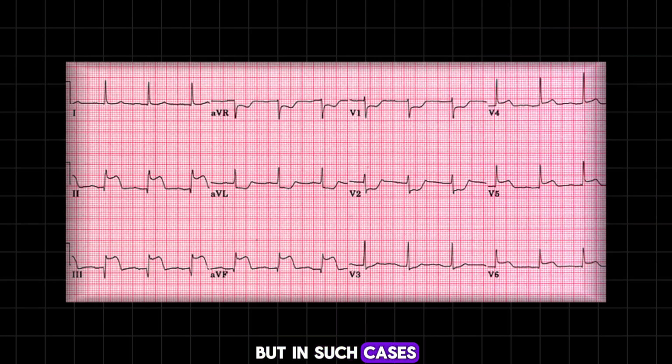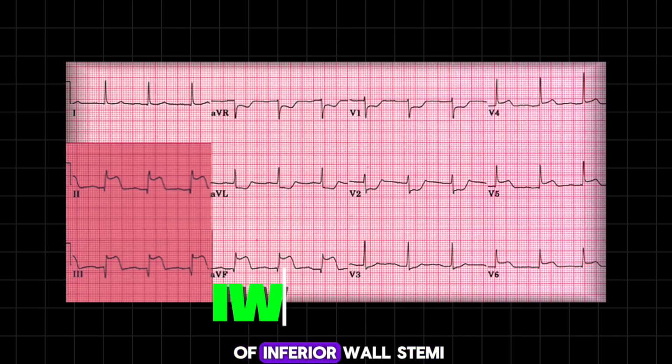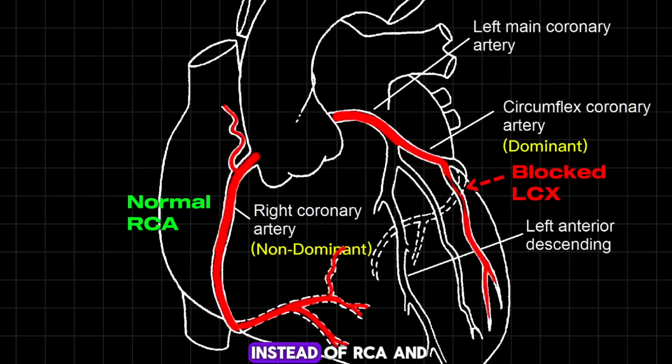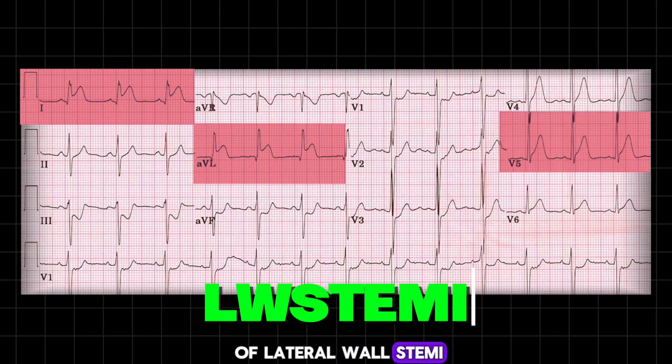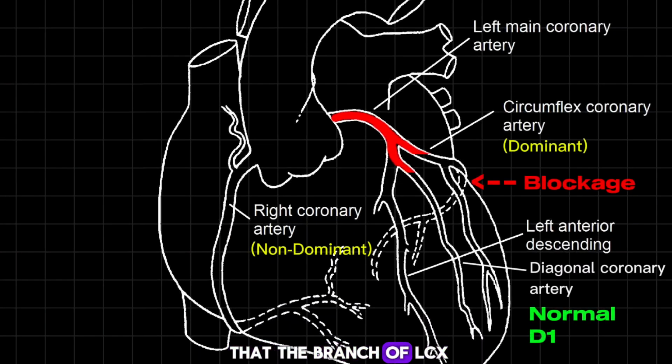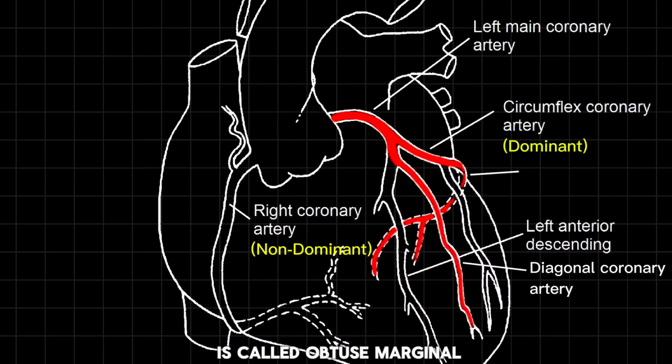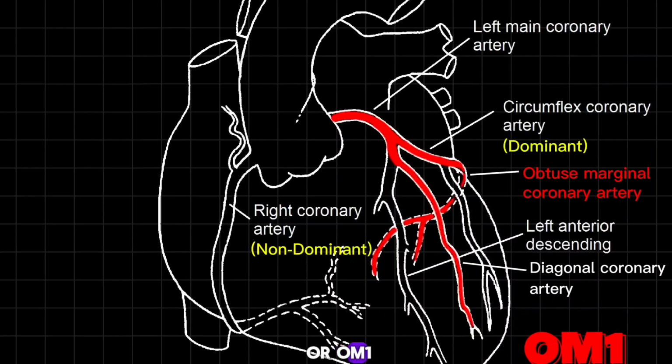In such cases, when ECG is suggestive of inferior wall STEMI, it is highly likely that LCX is having blockage instead of RCA. And when ECG is suggestive of lateral wall STEMI, it is highly likely that the branch of LCX is having blockage instead of D1. This branch of LCX is called obtuse marginal, or OM1.